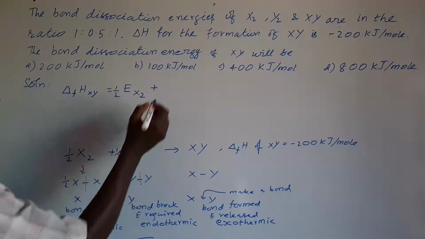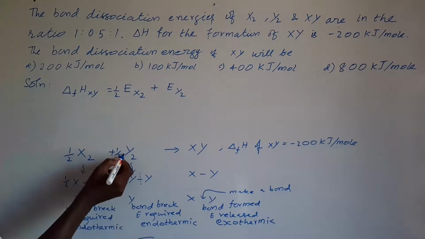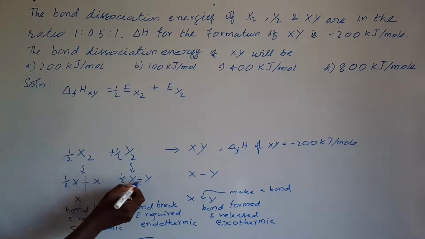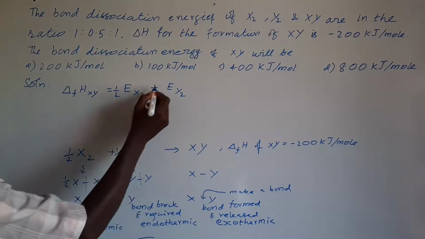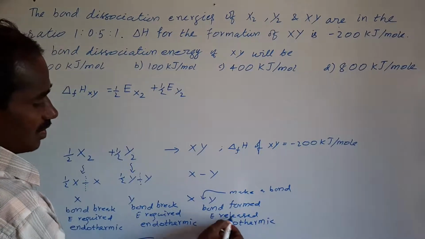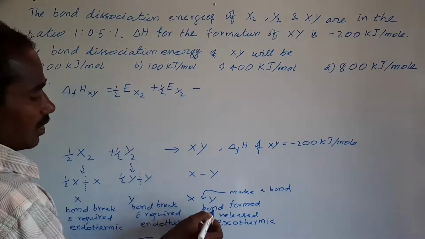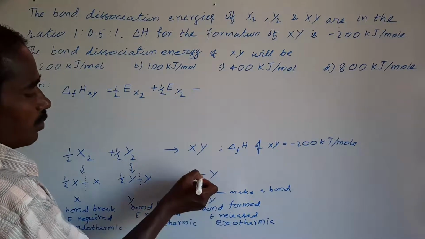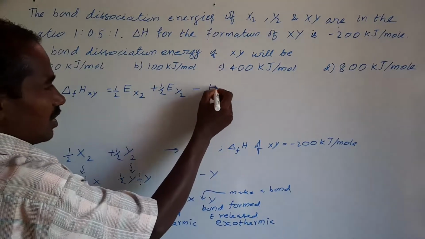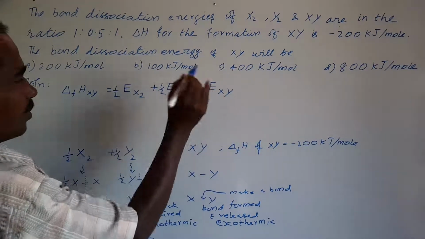Energy required to break the bond in Y2. It is half mole, and half mole of Y2 gives 1 time Y, so we write half here. Here energy is released, and release of energy means exothermic, so we write minus. Energy released when the bond is produced in XY. It is 1 mole, therefore 1 mole.